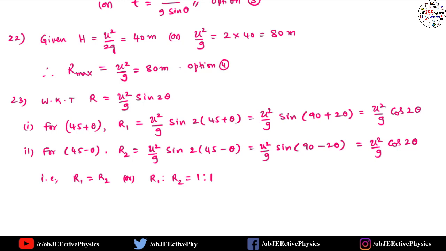So, for two different angles, if ranges are equal, then those two different angles are called complementary angles. Alpha and 90 minus alpha are also called complementary angles, and 45 plus theta, 45 minus theta are also called complementary angles. So, here option 3 is the right answer.